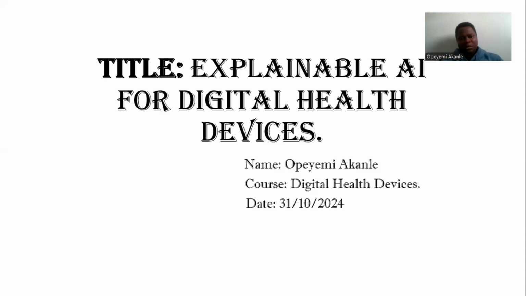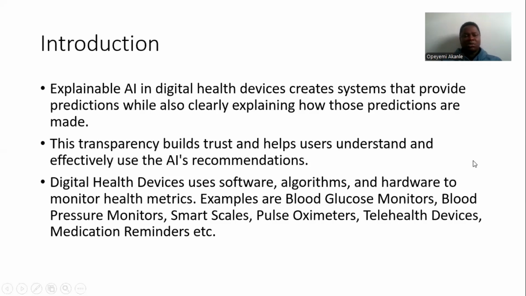The topic for today is explainable AI for digital health devices. So let's start with the introduction. Explainable AI in digital health devices creates a system that provides a prediction while also clearly explaining how those predictions are made. This transparency builds trust and helps users to understand and effectively use AI recommendations.